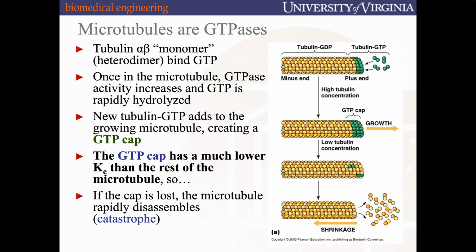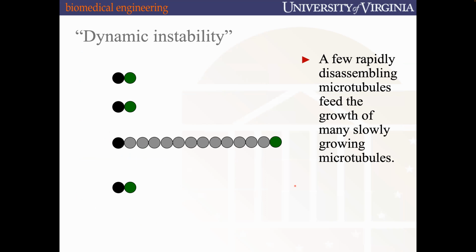So if there ever comes a time when there's not this GTP cap, there's not a constant addition of monomers, then this GTP cap goes away because of the hydrolysis that's happening through this GTPase activity. And then these monomers will rapidly dissociate. And so this is known as catastrophe. And so this is a rapid shrinkage. And what this leads to is something known as dynamic instability.